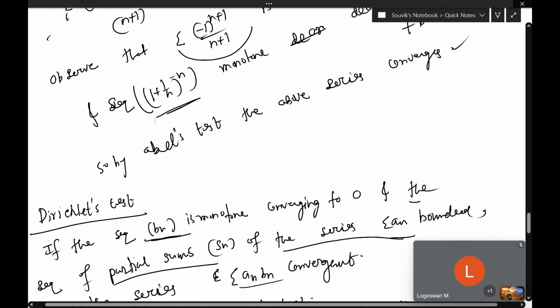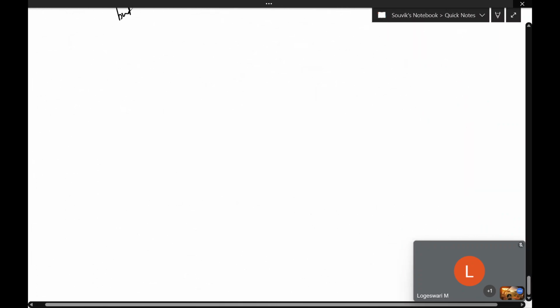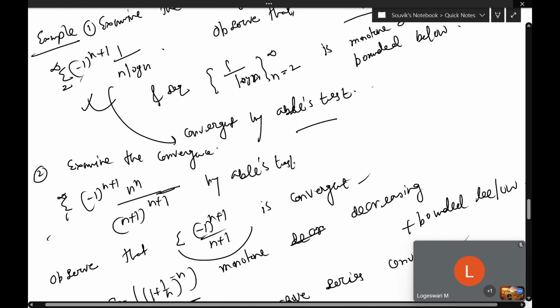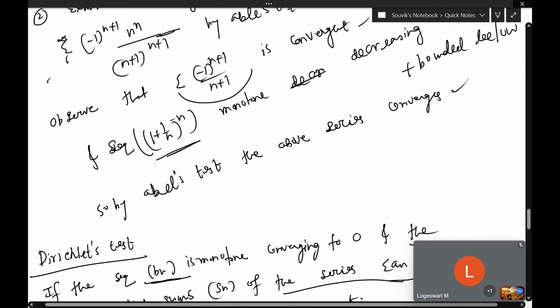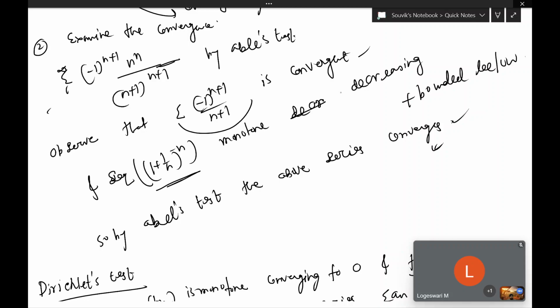So, okay, this is up to Abel's test. Please let me know, do you have any confusion about Abel's test, or any confusion before it? Then we shall go through Dirichlet's test, and then finally conditional convergence. So please let me know if you have any confusion. If not, I shall wait for a couple of minutes.